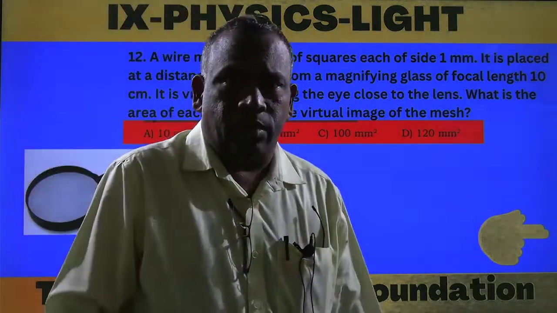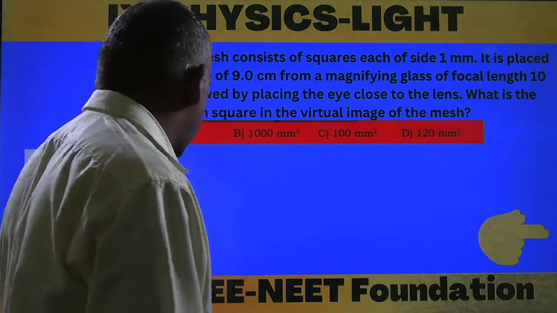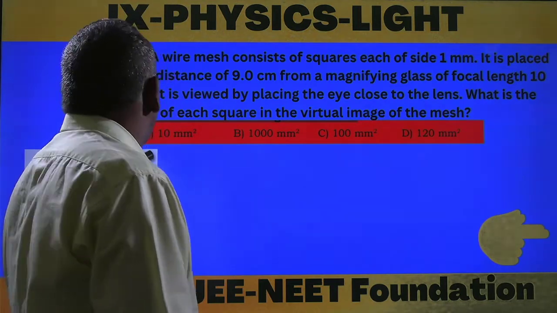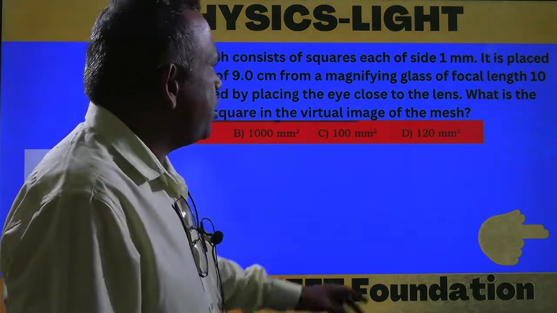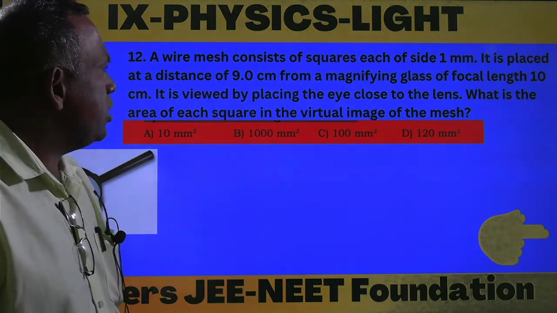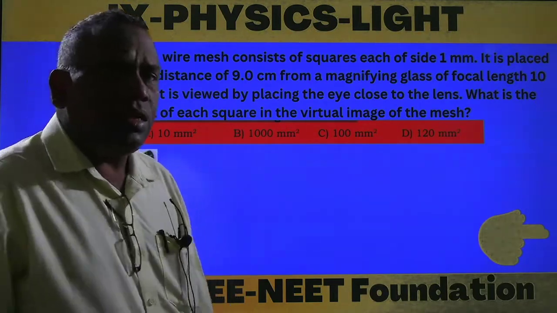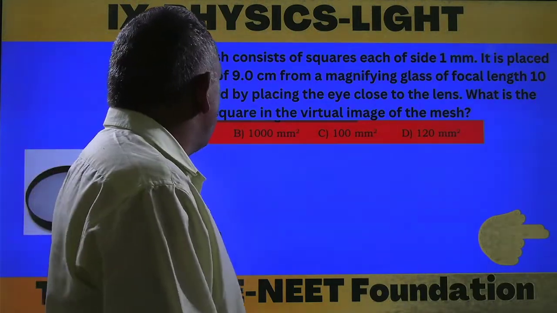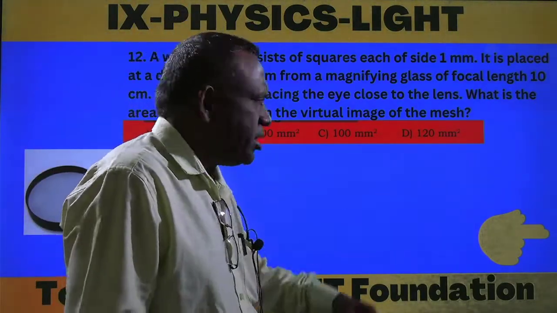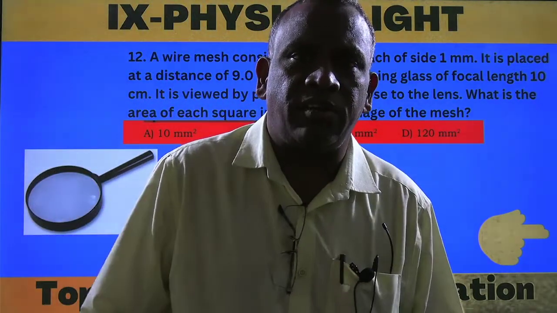Question number 12. A wire mesh consists of squares of each side 1 mm. It is placed at a distance of 9 cm from the magnifying glass of focal length 10 cm. It is viewed by placing the eye close to the lens. What is the area of each square in the virtual image of the mesh? So to find the area, first of all we should find the magnification.